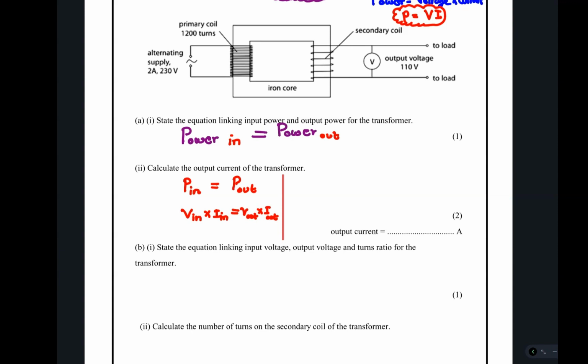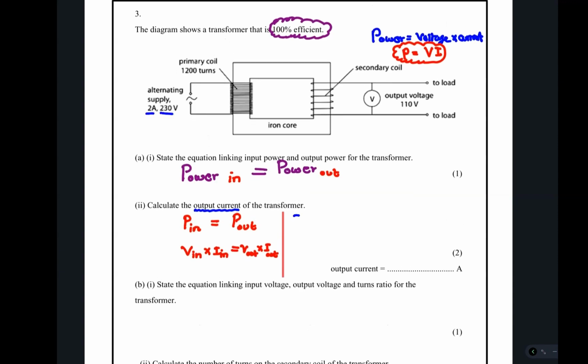That is 230 volts, so that we can work out the output current. So for the output current, we can make I out the subject, and this is going to become 230 times 2 divided by 110. So if we work out this, what do we get? Use your calculator here. This becomes 4.18. So in simple terms, what I'm trying to say is, be prepared to do such kind of equation. You have to know how to work this out. Look at this question as if your life depends on it.